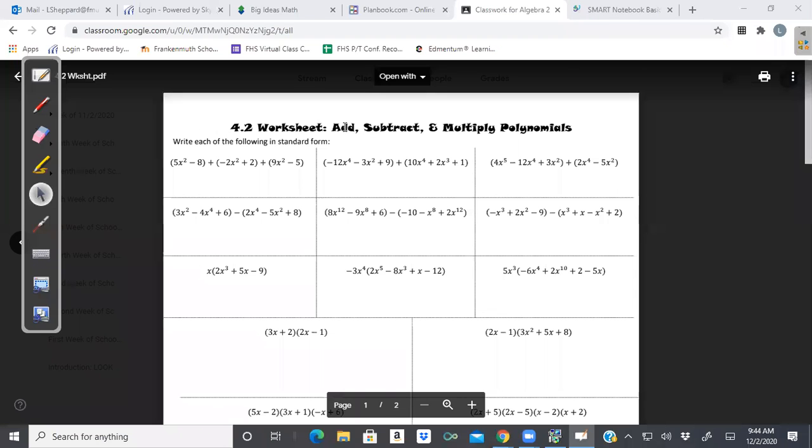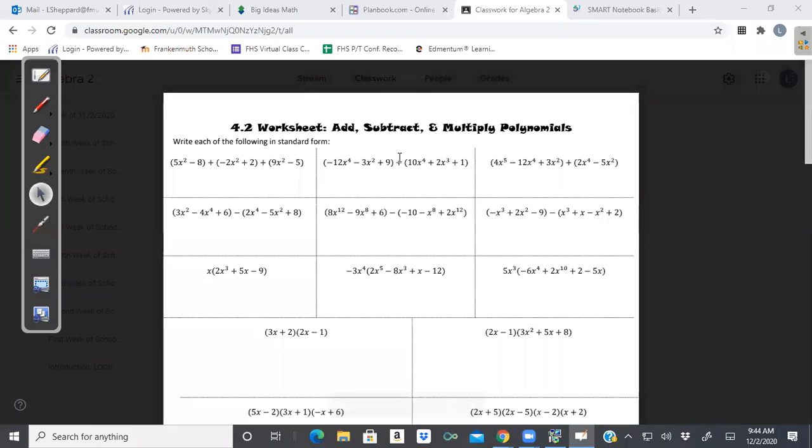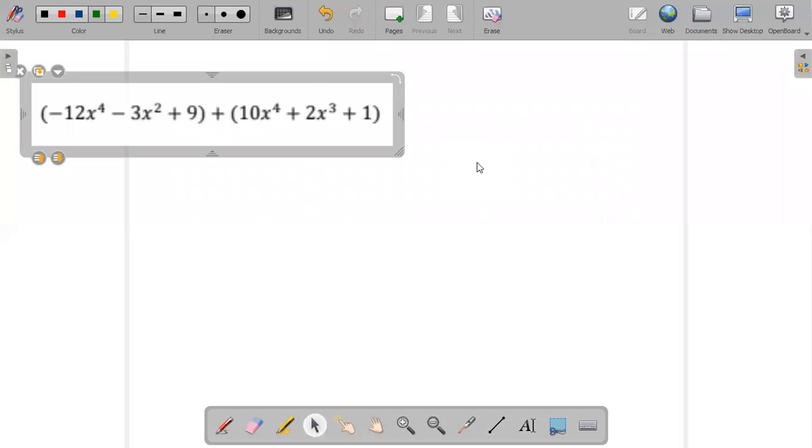So section 4.2 comes from this worksheet located on Google Classroom. The first thing that we're going to do is work over this second problem right here. So that second problem looks like this. Now, this is all about adding, subtracting, and multiplying polynomials.